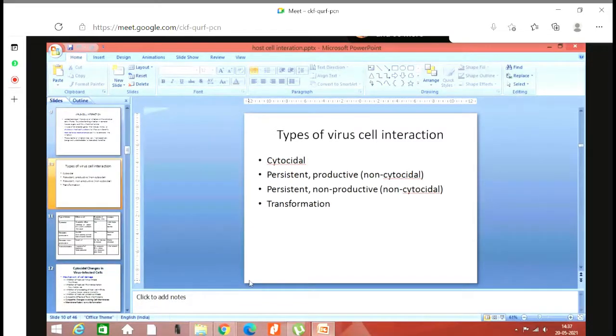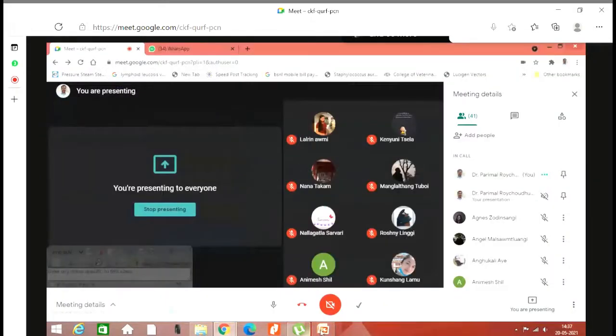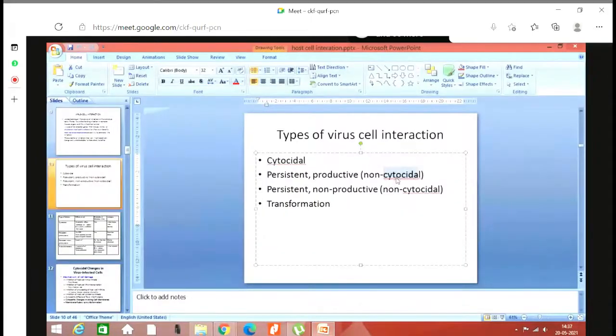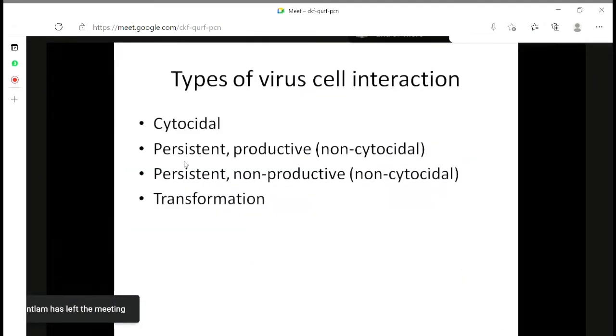There are several mechanisms through which they can induce the death. However, there are many virus infections where they do not cause death of the cells. We call them non-cytocidal interactions. So cytocidal and non-cytocidal interactions. In the non-cytocidal interactions, again, once the virus infection and the acute phase of the disease is over, the virus may remain inside the host for a prolonged period, and gradually the virus particles will be released through excretions and secretions. We call it a persistent productive infection.